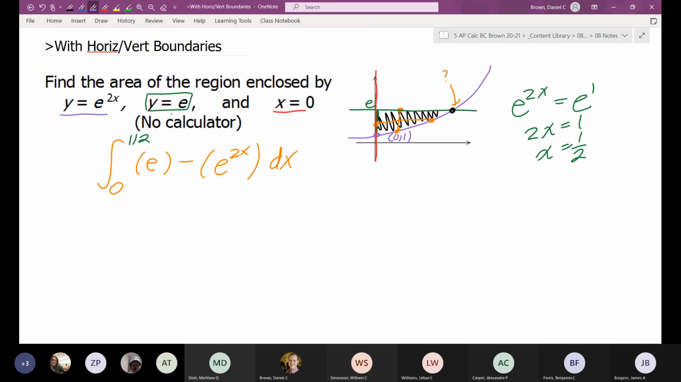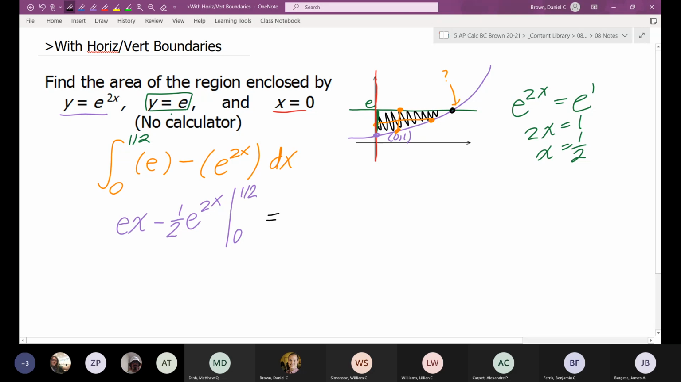This problem did ask you to find the area, so we do want to evaluate this one. So evaluating e, again, e is just a number, so what's going to be the antiderivative of e? E is going to act like a coefficient, so that's just going to be ex, minus that second term, e to the 2x, you would want to make sure you do u substitution for. U would be 2x, u prime would be 2, coefficient of 1/2, e to the u is just e to the u. We're evaluating this from 0 to 1/2.